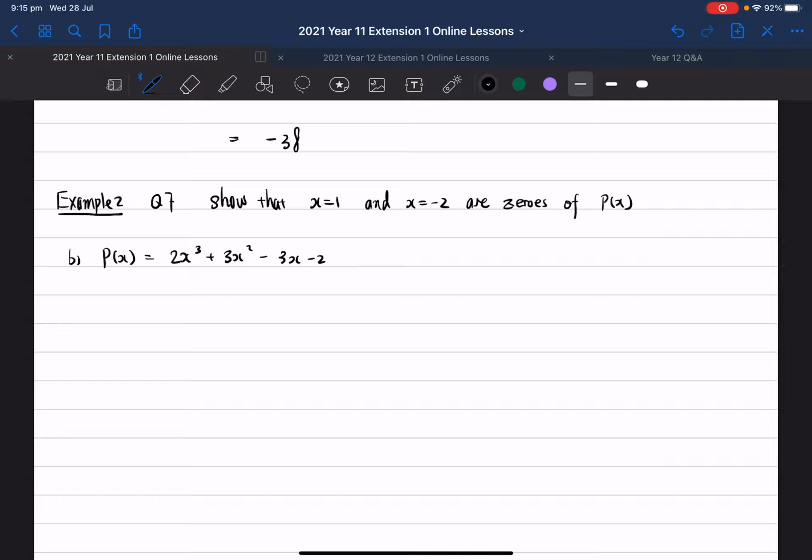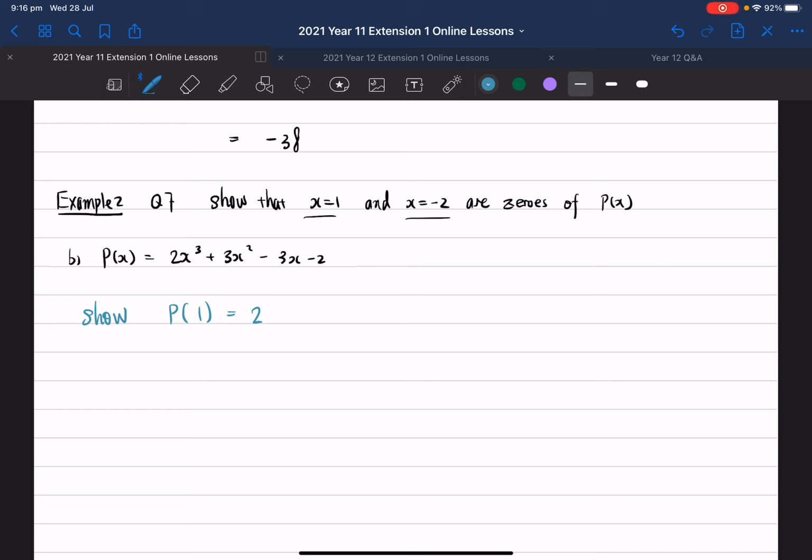Now, after learning this product and sum of the roots, or the root and coefficient relationship, we can use this method to find the missing root. If we're already told that x equals 1 and x equals minus 2 are the zeros we need to show, then the way to do that is much, much easier. All we have to do is show they're the roots. So we show P(1) inside, and let's hope P(1) gives us 0.